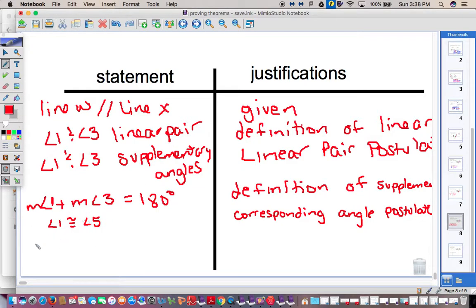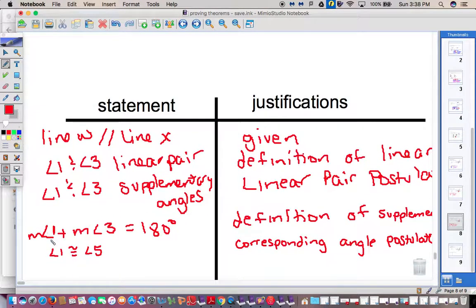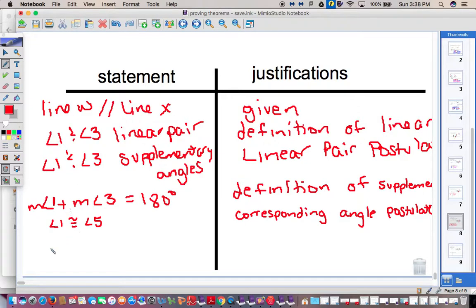Well, if they're congruent to each other, we know by definition that the measures are the same. So we can say the measure of angle 1 equals the measure of angle 5, and that's by definition of congruent.